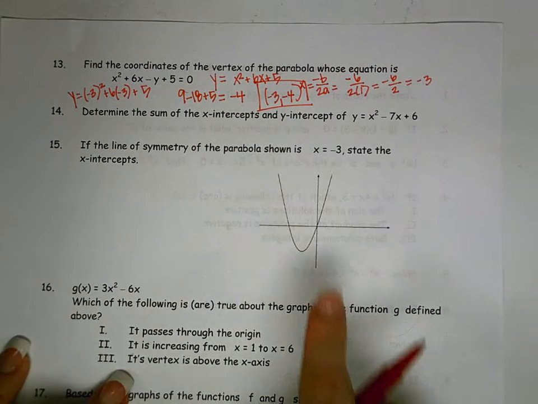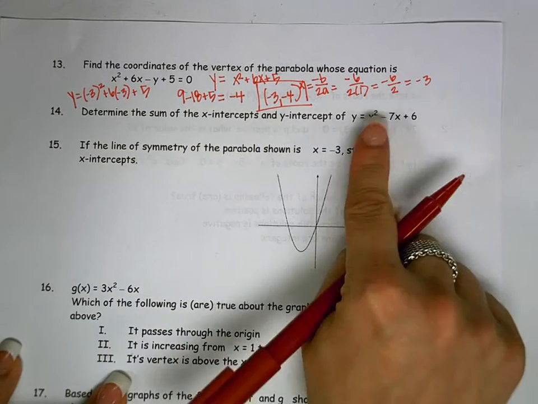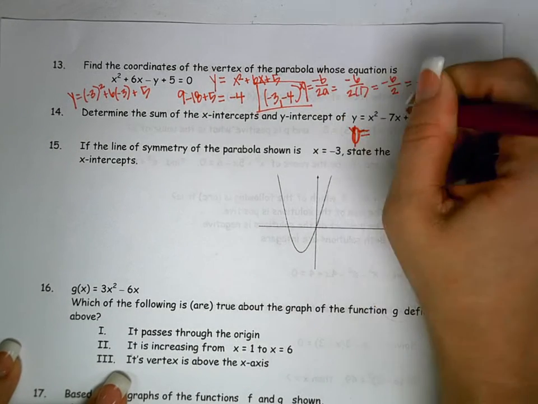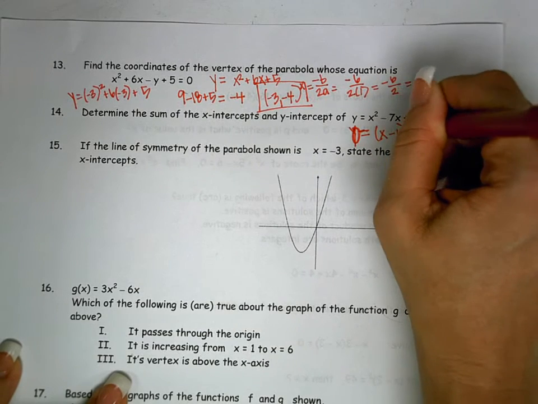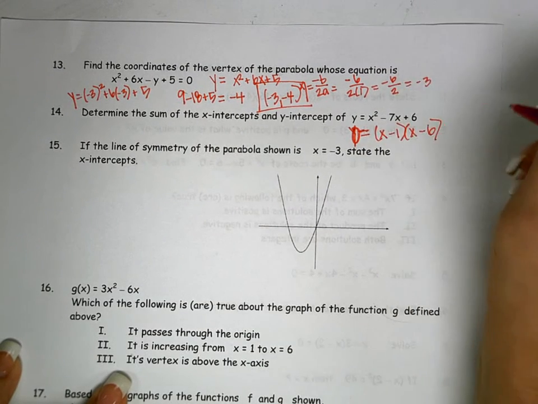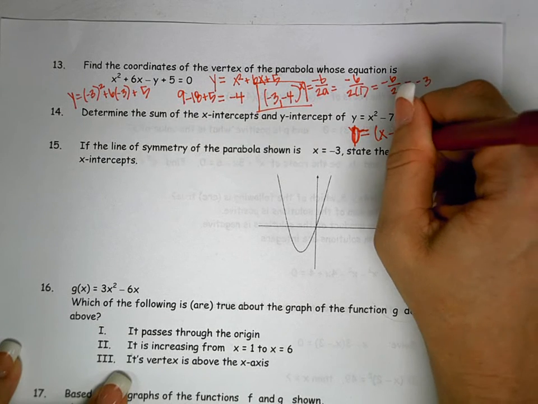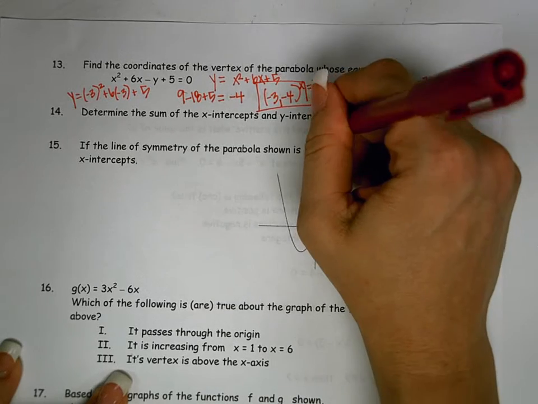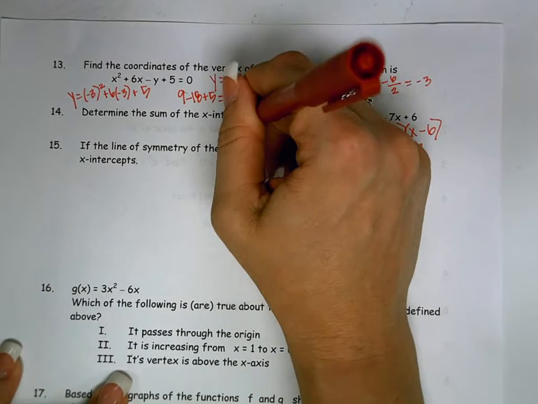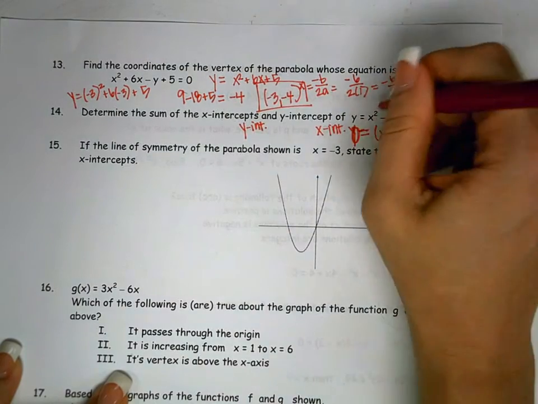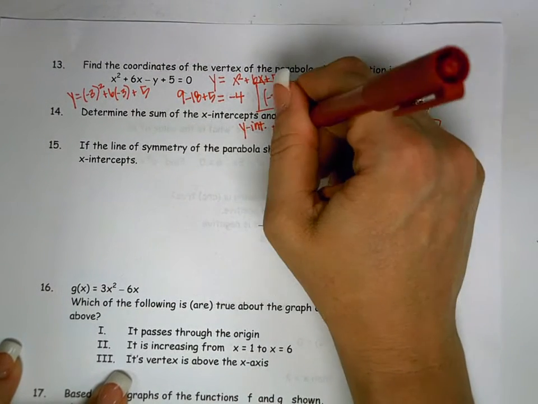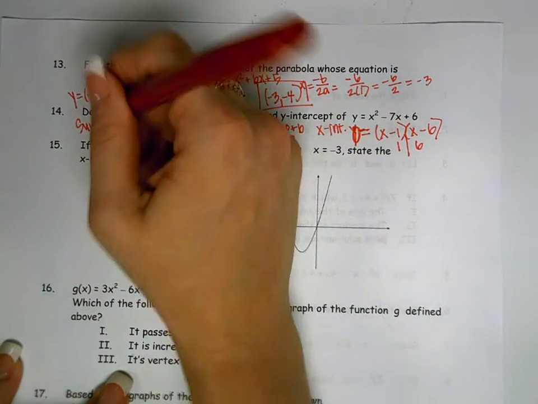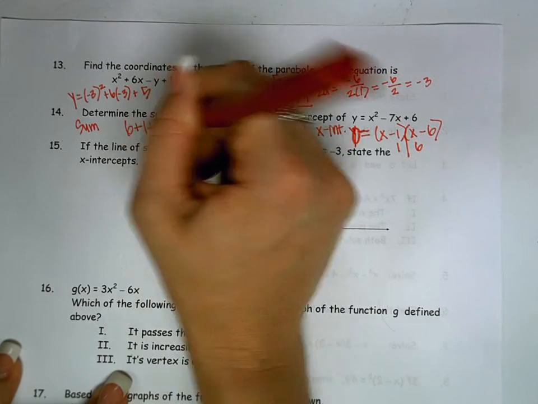Okay, determine the sum of the x-intercepts and y-intercept. To find x-intercepts, we have to make y 0. 0 equals, factor this to be x minus 1 and x minus 6. The x-intercepts will be positive 1, positive 6. Then to find your y-intercept, plug in 0 for x. So 0 minus 0 plus 6 gives us a 6. And the sum is add them all up, so 6 plus 1 plus 6 equals 13.